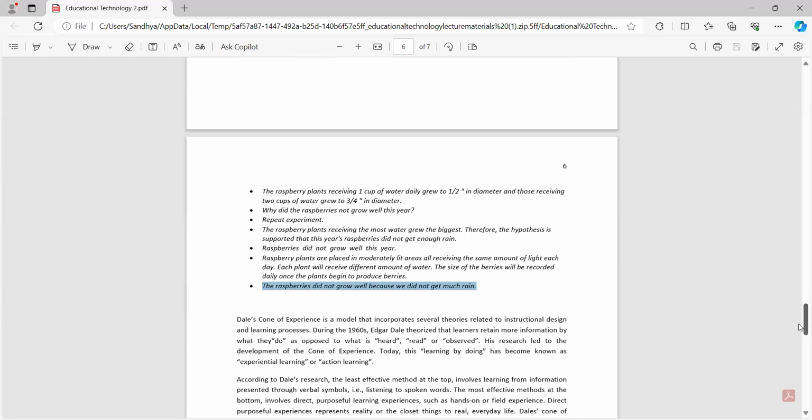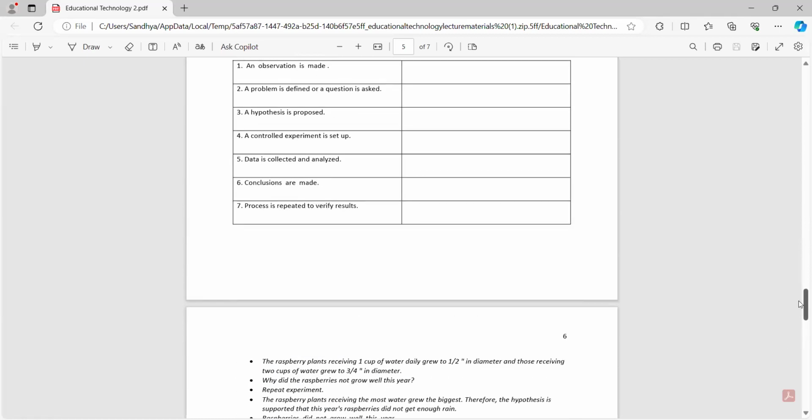What is the data collected and analyzed? The raspberry plants receiving 1 cup of water daily grew berries to half an inch in diameter, and those receiving 2 cups of water grew to 3/4 inch in diameter. That is analyzing data. Data is collected and analyzed.